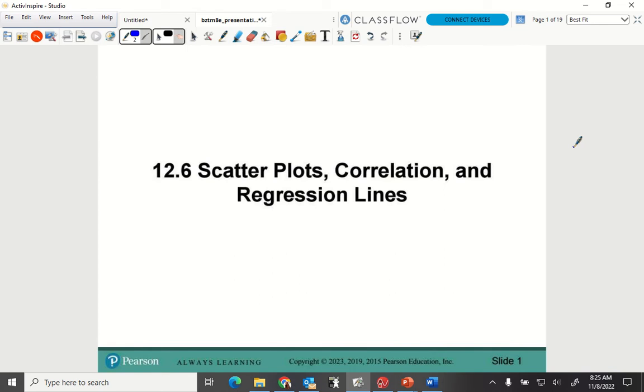Okay. So what page are we on in these notes? 33. What is it? 33.